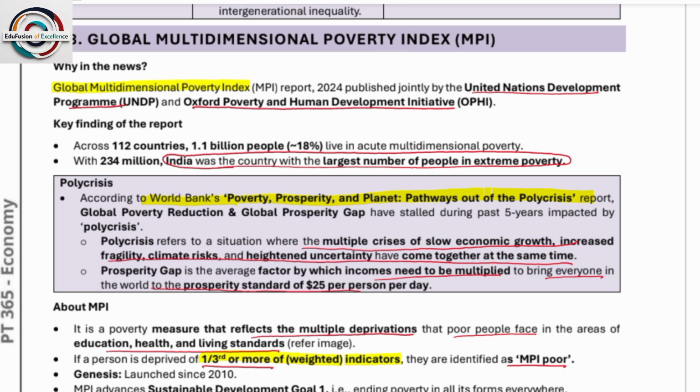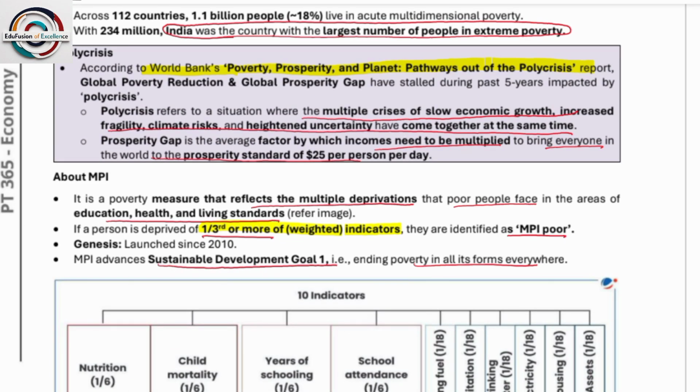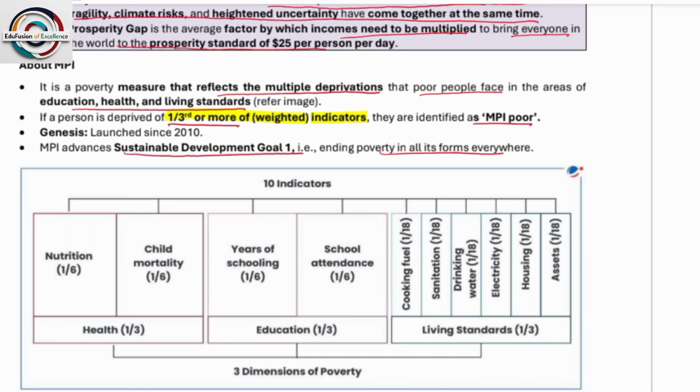So, please look at India's performance. It is poverty that reflects the multiple deprivations that poor people face in the areas of education, health, and living standards. So what are the three things taken into consideration? Education, health, and living standard.